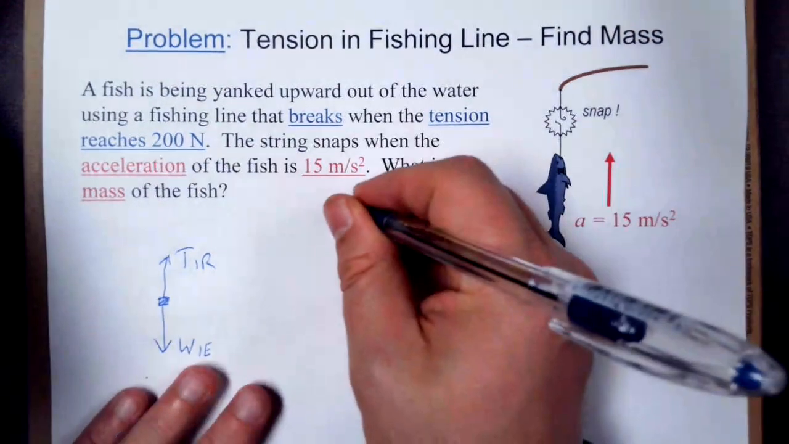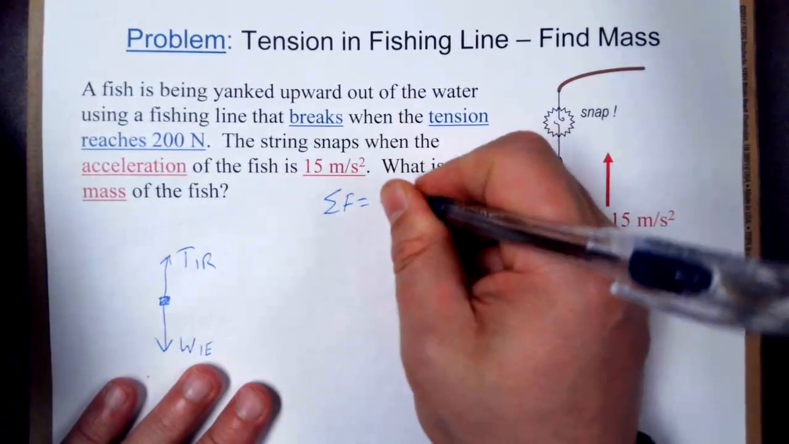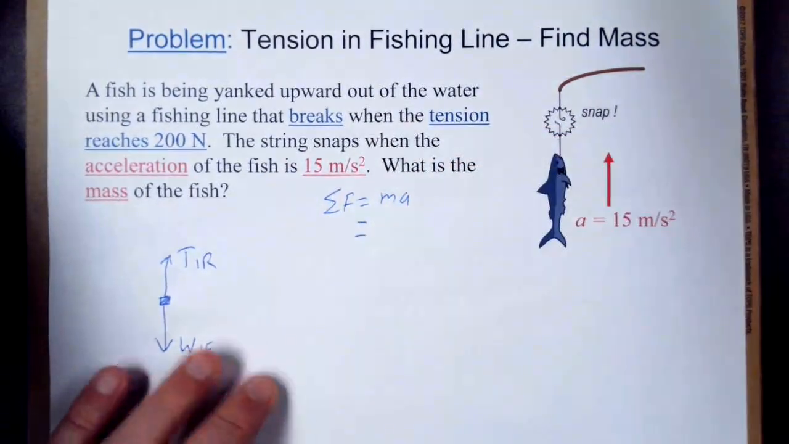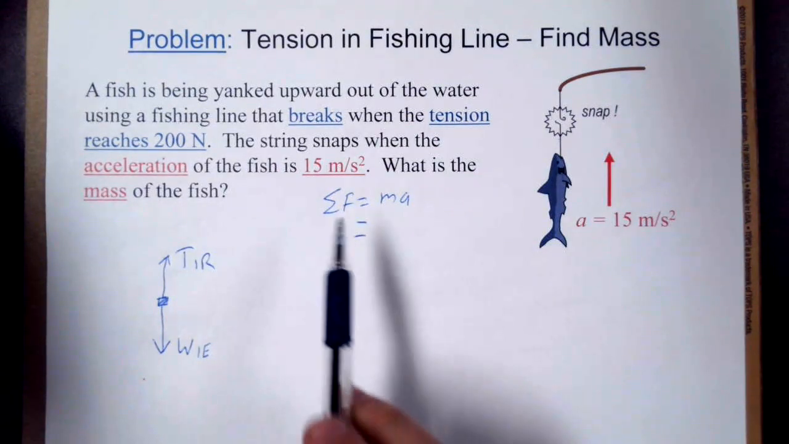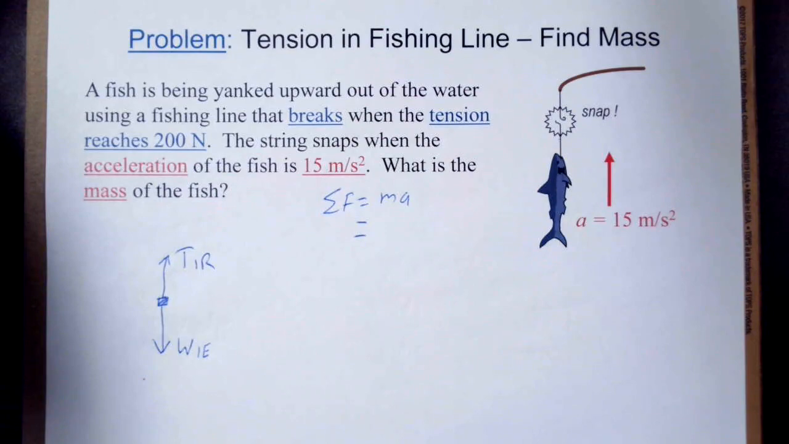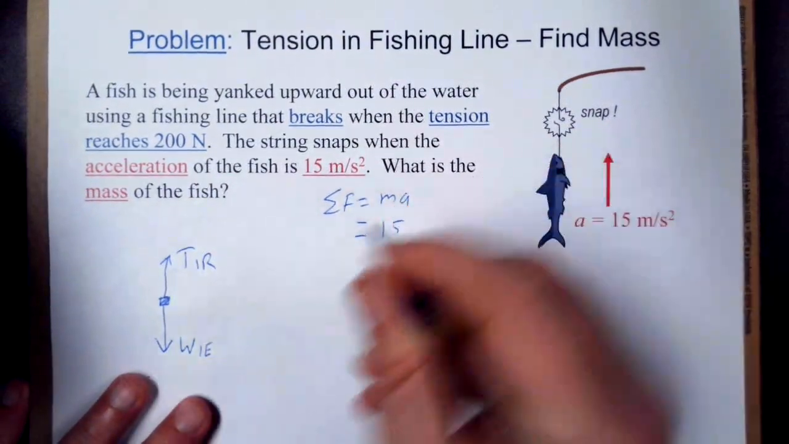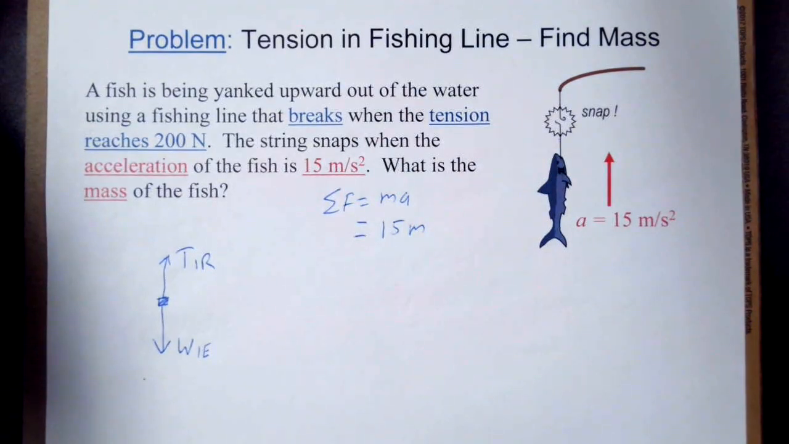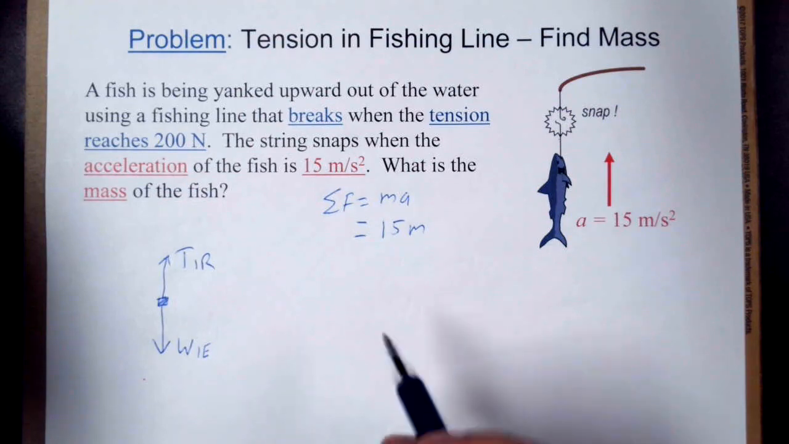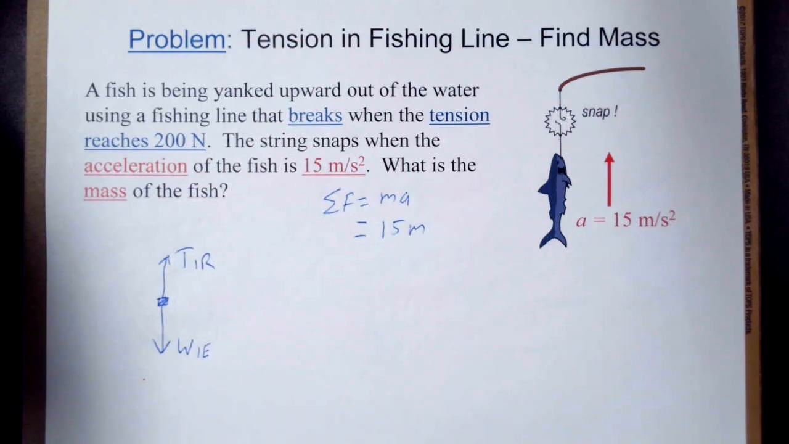In step two, the sum of the forces is equal to mass times acceleration. This gets a little messier because this time we do not know the mass. What we know is that the acceleration is 15 meters per second squared, so that means it is 15 times the mass. We don't know the mass, but we do know that whatever it is, it's 15 meters per second squared times the mass. So that means our forces have to add up to be that value.